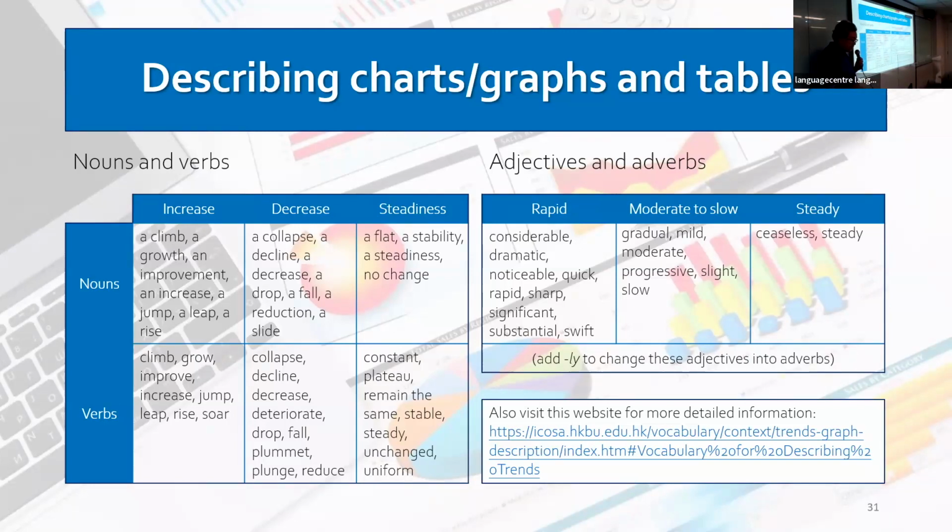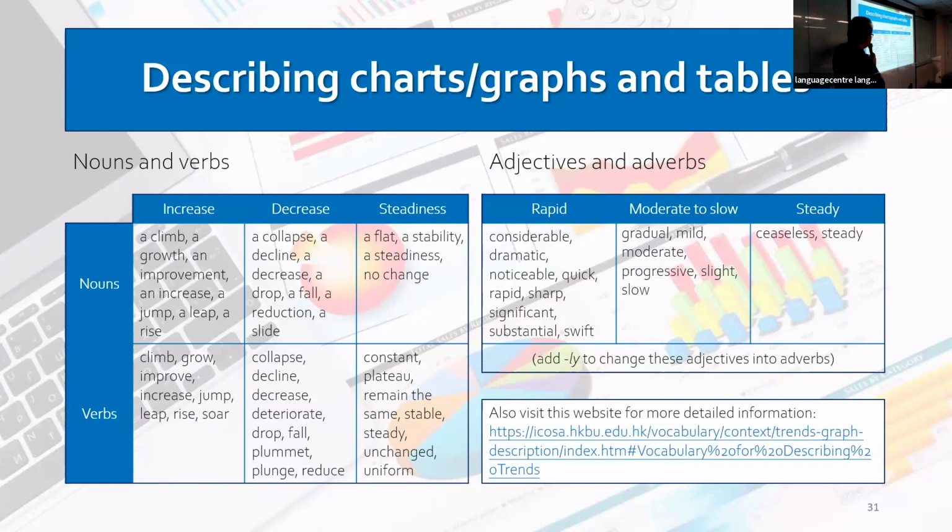Okay, we can use nouns and verbs, and then adjectives and adverbs to refer to trends, because it actually takes time to go over each of these vocabulary items. This is not possible in this workshop. So I'm using a table to show you some suggestive wording that you may try to apply in your IELTS writing when you are referring to charts, graphs, or tables.